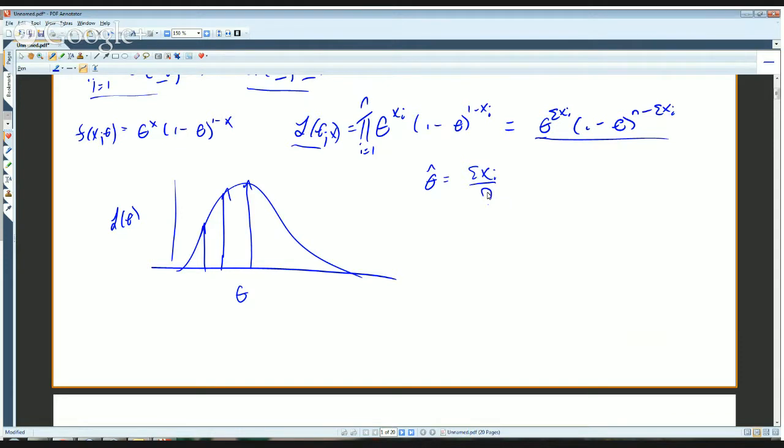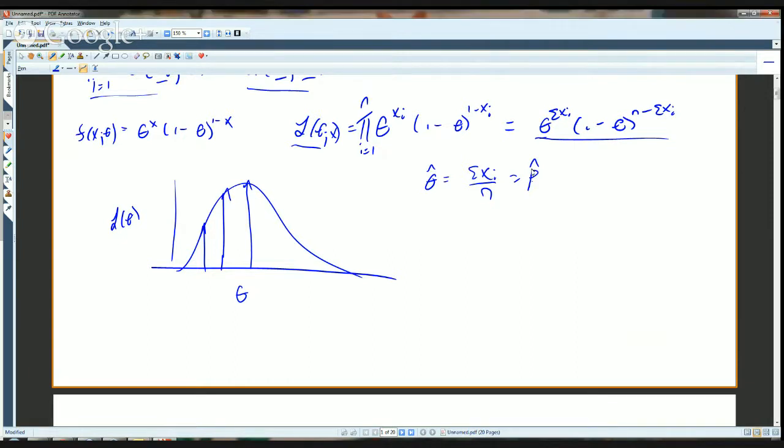Okay, so that's a lot of background on the MLE. It's the sample proportion, and that's why we like the MLE: in many cases it gives us the estimators we know to be correct.